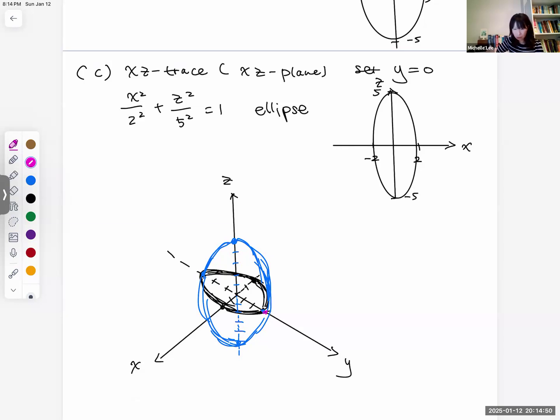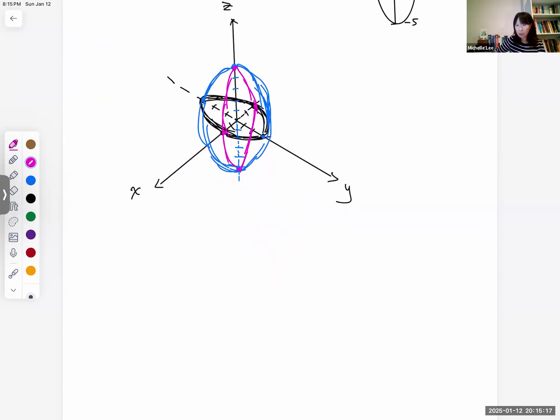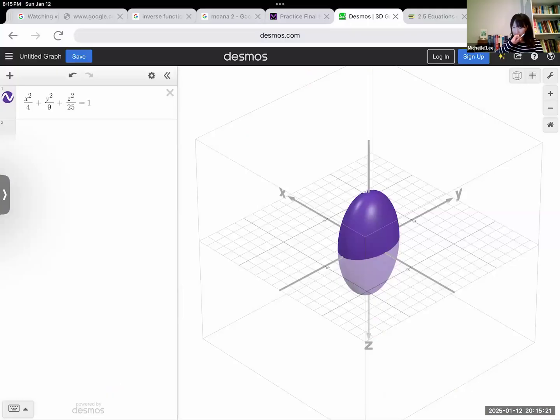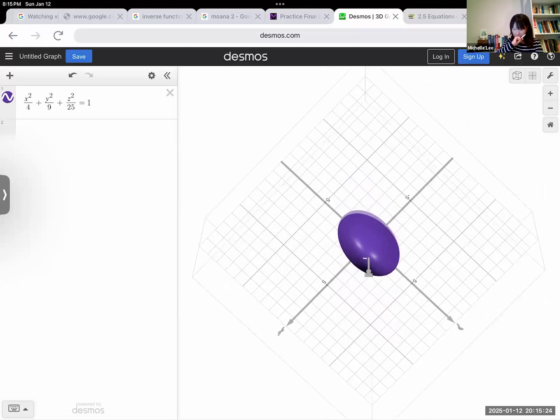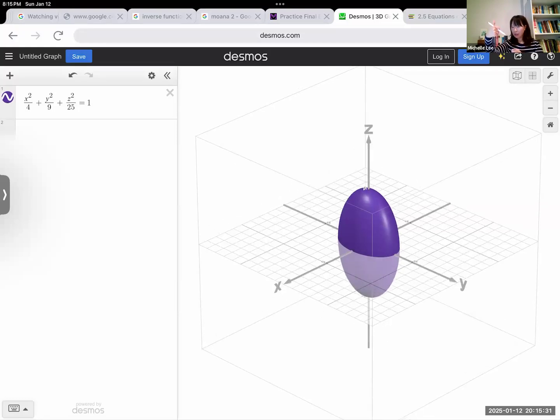2, oh no, sorry, 2, 2, 5, 5. So this is a little bit easier. Yeah, I made it. So the ellipsoid. I'm going to show you a better picture here. Beautiful picture, right? Right-hand rule: Z, X, Y. Screenshot.